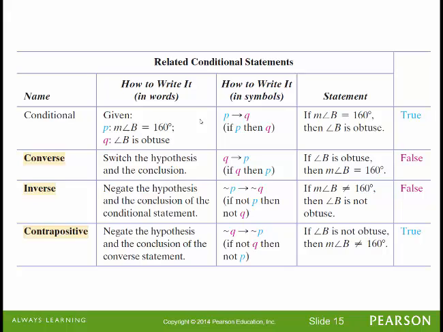All right, this right here, I encourage you to copy and have in your notes handy. We have a conditional statement. The converse is to switch the hypothesis and the conclusion. So you start with P implies Q, then you flip them and it goes Q implies P. The inverse is you negate the hypothesis and the conclusion of the conditional statement, so you make it not P implies not Q. You started with P and Q. And the contrapositive is you negate the hypothesis and the conclusion of the converse statement. So you flip P and Q, and then you negate them.